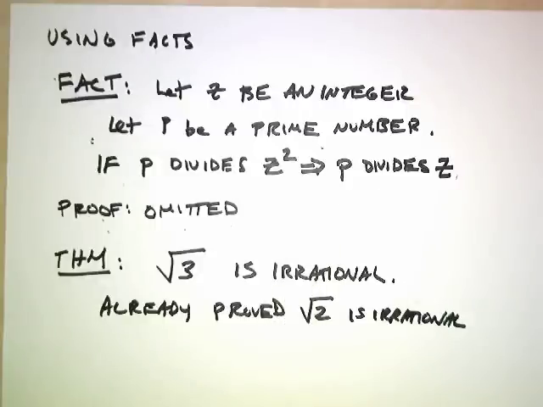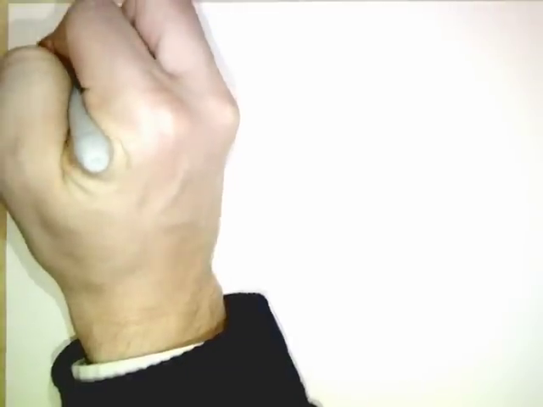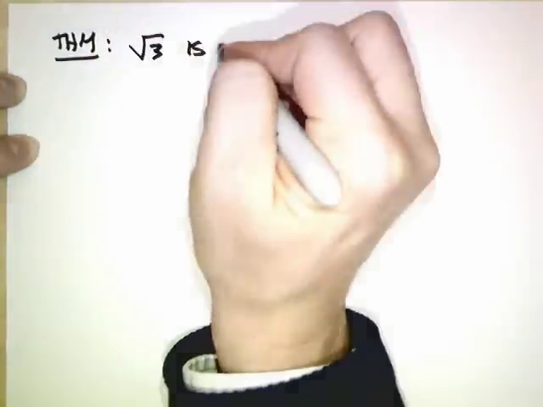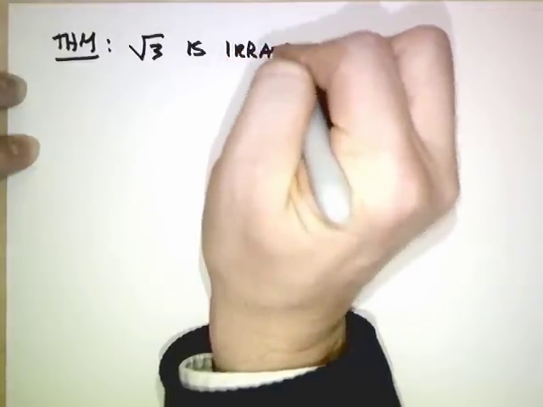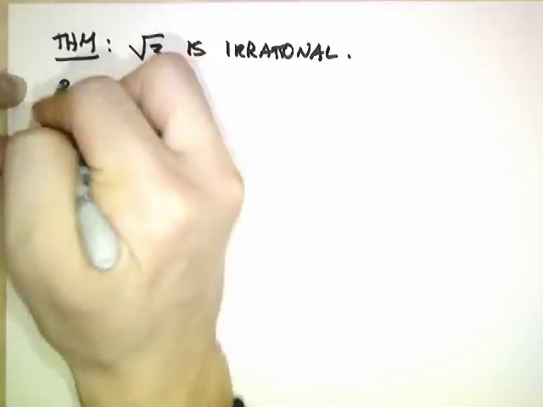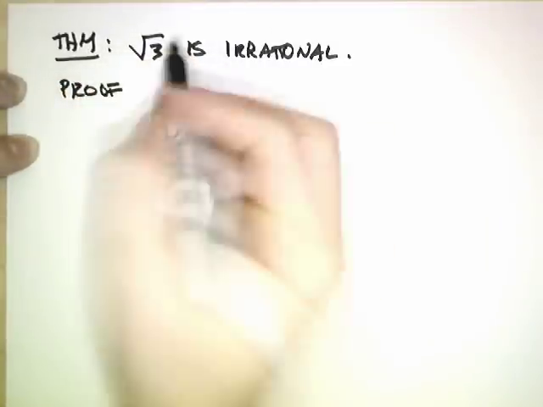This is an example of what your book calls adapting existing proofs. Namely, we already have a proof that root 2 is irrational, so if we want to prove that root 3 is irrational, let's try and adapt that proof and make just a few changes. So remember, the theorem is that the square root of 3 is irrational. Remember, it's a proof by contradiction, or at least that's how the square root of 2 case went.